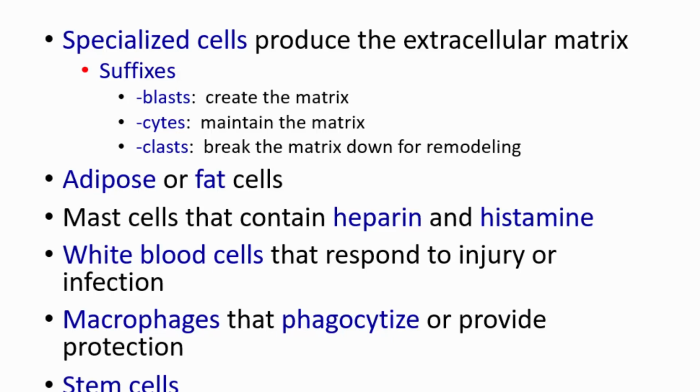What if it's a cell that makes cartilage? Well, chondro is the name we use for cartilage, so chondroblast. What if it makes fibers? I'll let you guess. If you said fibroblast, you're correct. So again, blasts make things.